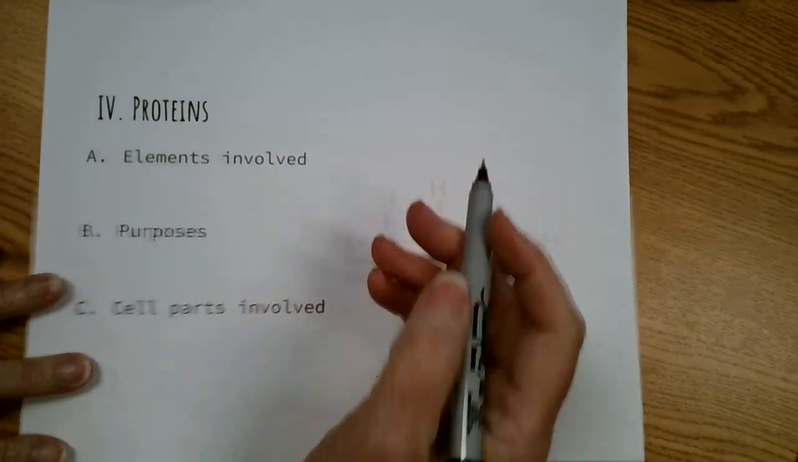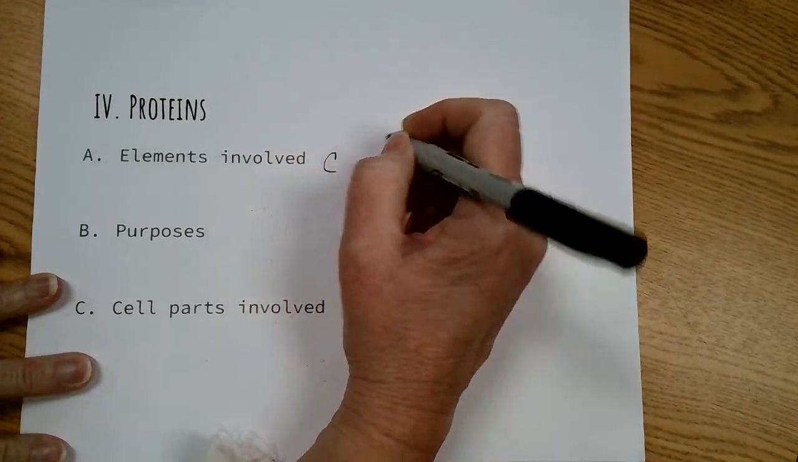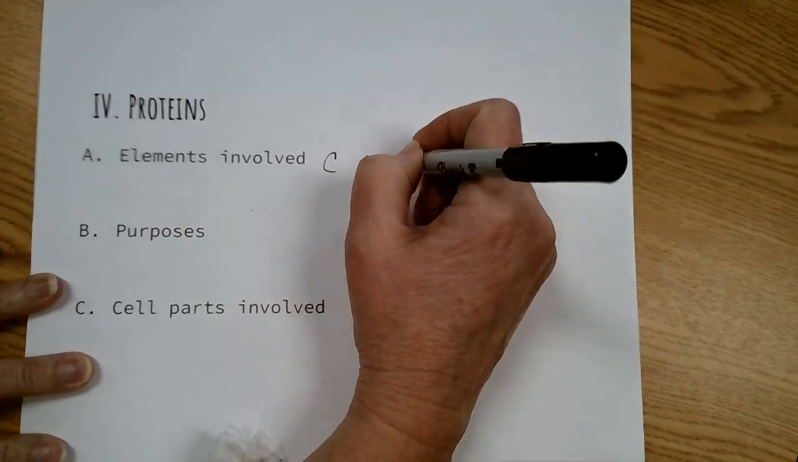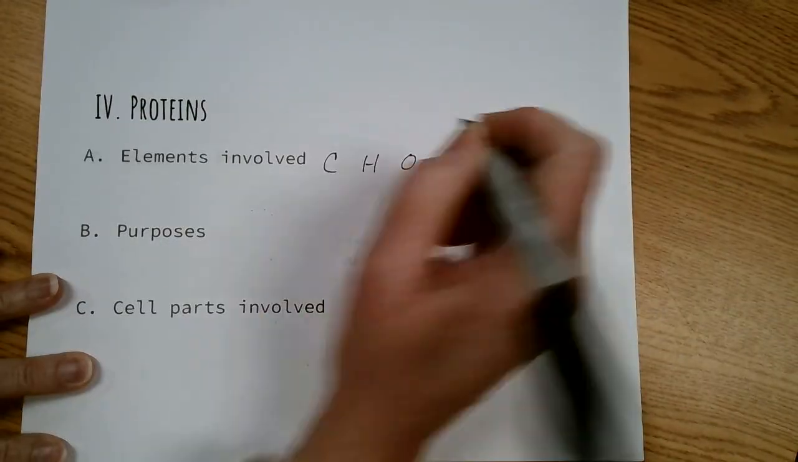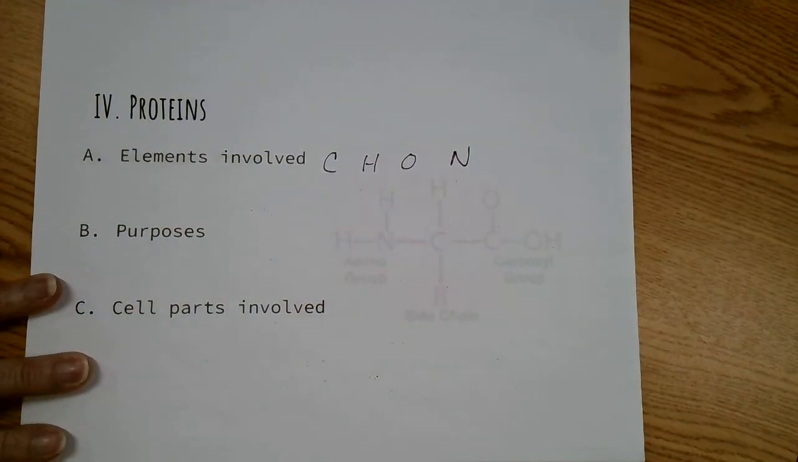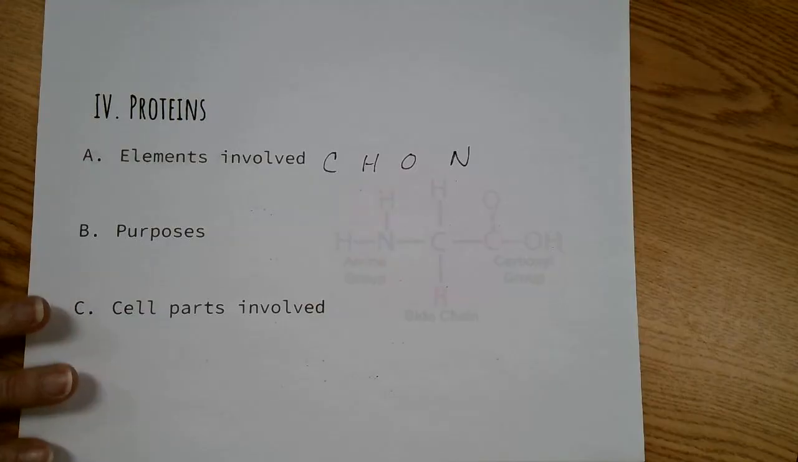We'll start off with the elements involved. We still have carbon, we still have hydrogen, we still have oxygen, but now the new kid on the block is nitrogen. All proteins contain nitrogen as well.